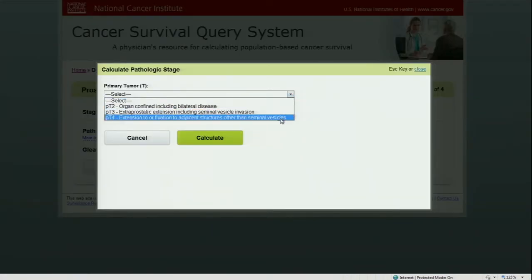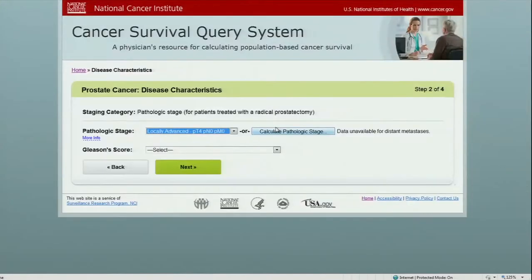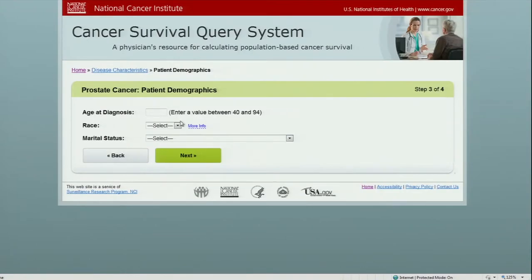I will continue on to select staging information from the medical record. The Gleason score was 8, and the Gleason score is the cell characteristic. So I will go ahead and select that. I will input the age, which was 73, race is white, marital status is married.